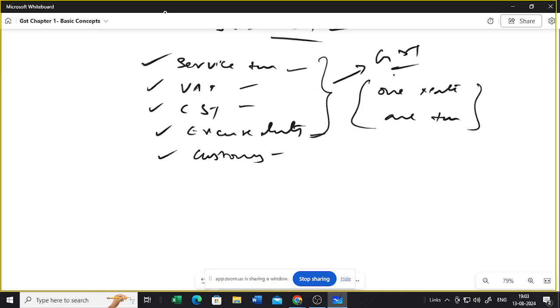So we have one tax only. But what about the customs? Customs we need to study separately. It is not included in the GST. Okay, we need to study it separately.